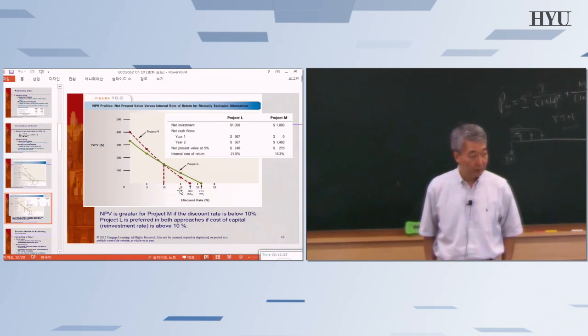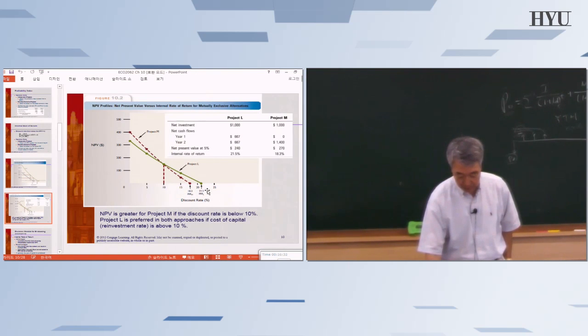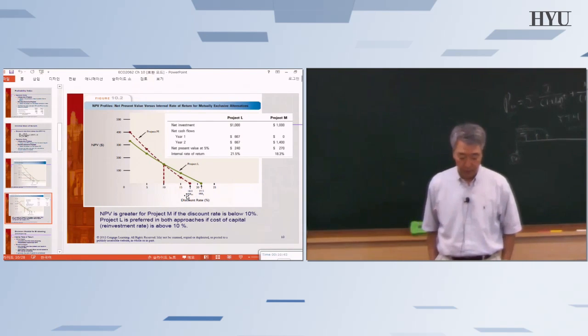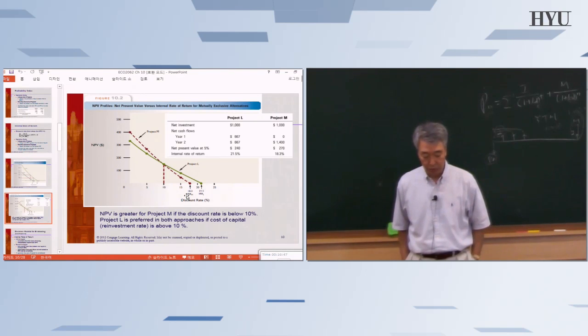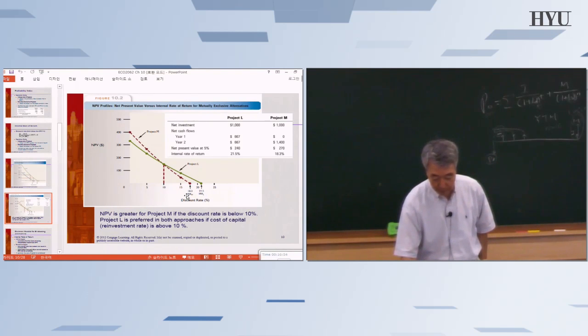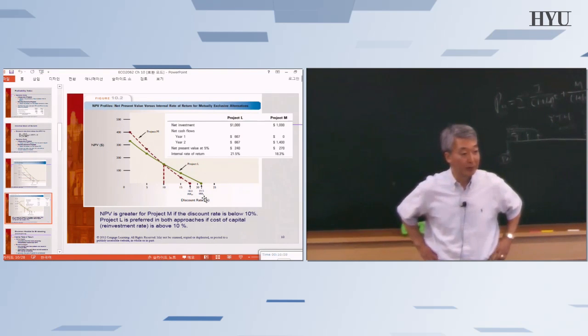Still L, because the internal rate of return for L is 21.5%, but for M, the blue dot, red dotted curve, it's 18.3%. So it doesn't matter which criterion you use, as long as the cost of capital is above 10% and below 18.3%.